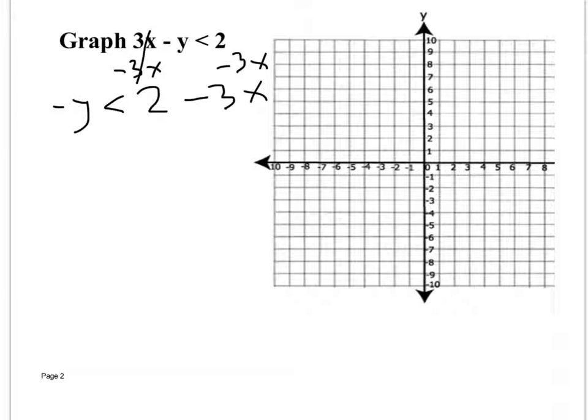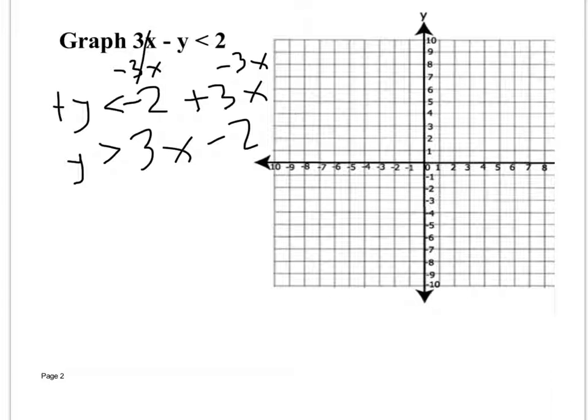I can't have a negative variable, so I make y positive. That changes that sign, and that sign. I do that by dividing by negative 1. And when I do that, I also have to change my inequality sign, because dividing by a negative number changes the sign. Don't forget that step, or you will shade the wrong side. The boundary will be right, but the side will be shaded wrong. So if you change the sign of something, you've got to change your inequality sign.